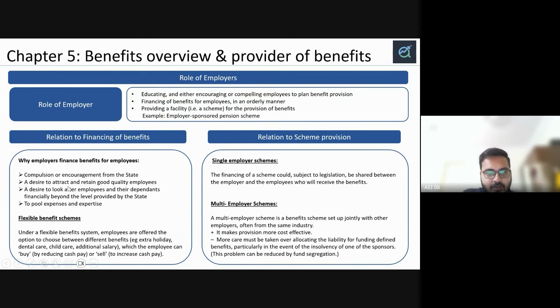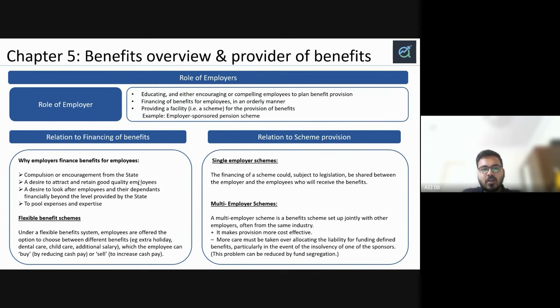There can be compulsion or encouragement from the state. The state has created a regulation as a result of which the employer is asked to provide benefits. So why would an employer finance benefits for employees? Number one, because it is mandatorily required as part of the regulation or the state. Second, it can be a desire to attract and retain good quality employees. Third, a desire to look after employees and their dependents financially beyond the level provided by the state. And to pool expenses and expertise.